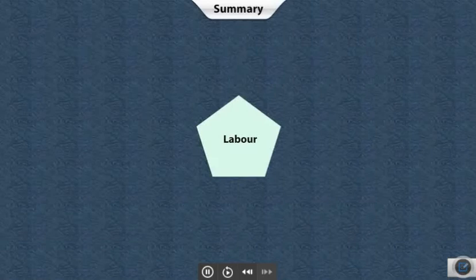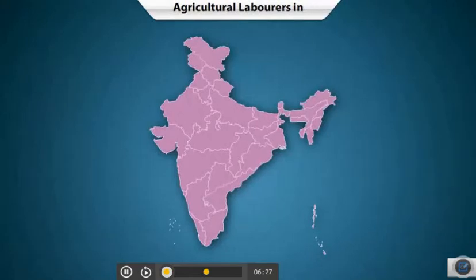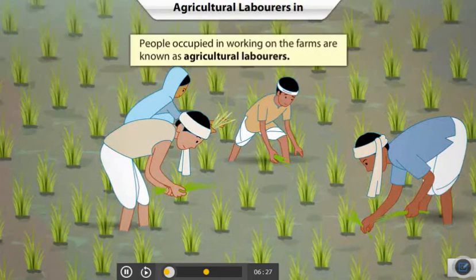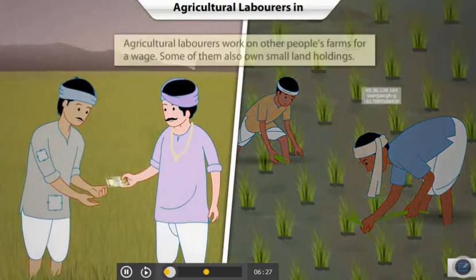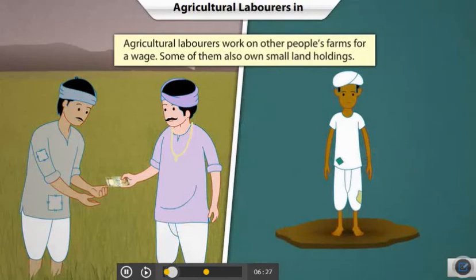We learned these few things in this chapter. India is primarily an agricultural country. A large segment of India's rural population works in farms. These people are commonly known as agricultural laborers. Agricultural laborers are workers who work in other people's farms for wages. It also includes farmers with small land holdings.